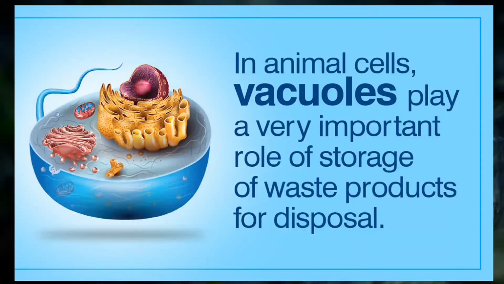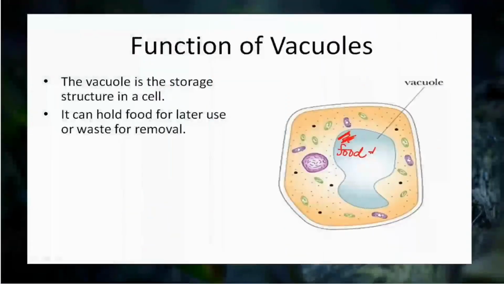And after them we have the vacuoles. The vacuoles are present both in animal cells and in plant cells. But in animal cells, the vacuole plays a very important role of storage of waste products for disposal. So the vacuole is where it stores waste product before it is expelled, before it is disposed out of the body. So that is the function of the vacuole.